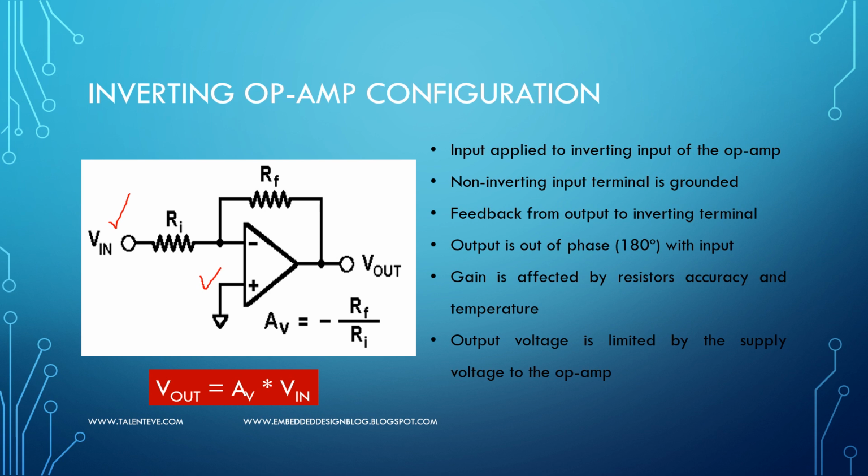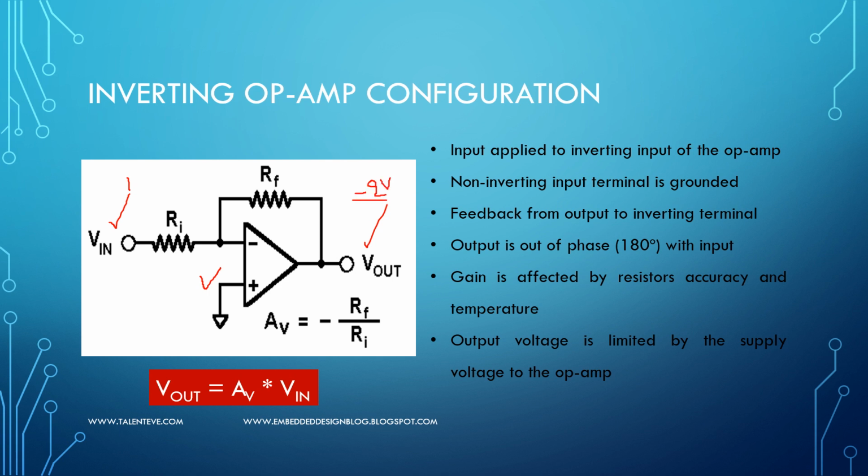For an inverting amplifier, one has to understand that the output would be 180 degrees out of phase with respect to the input. So that means if you give 1 volt here, for example, you can get minus 2 volts here.